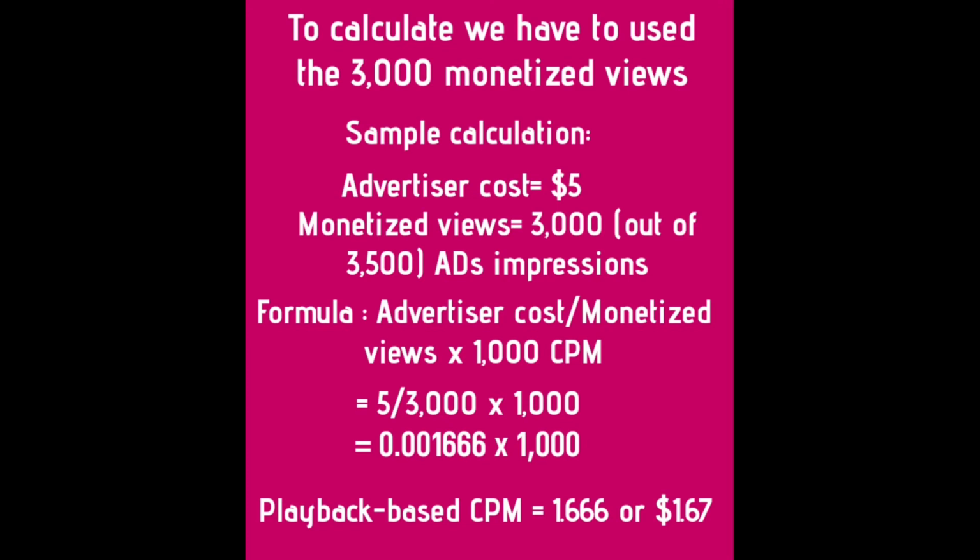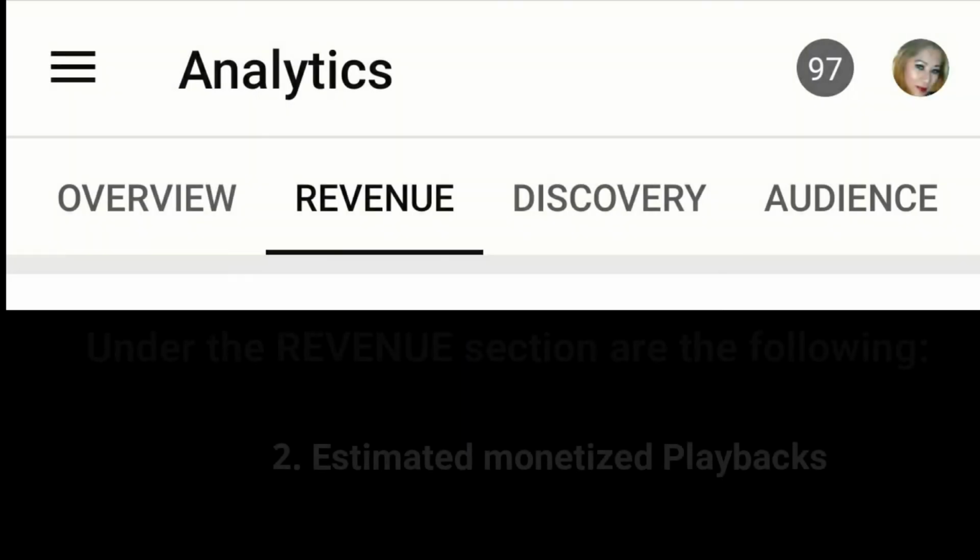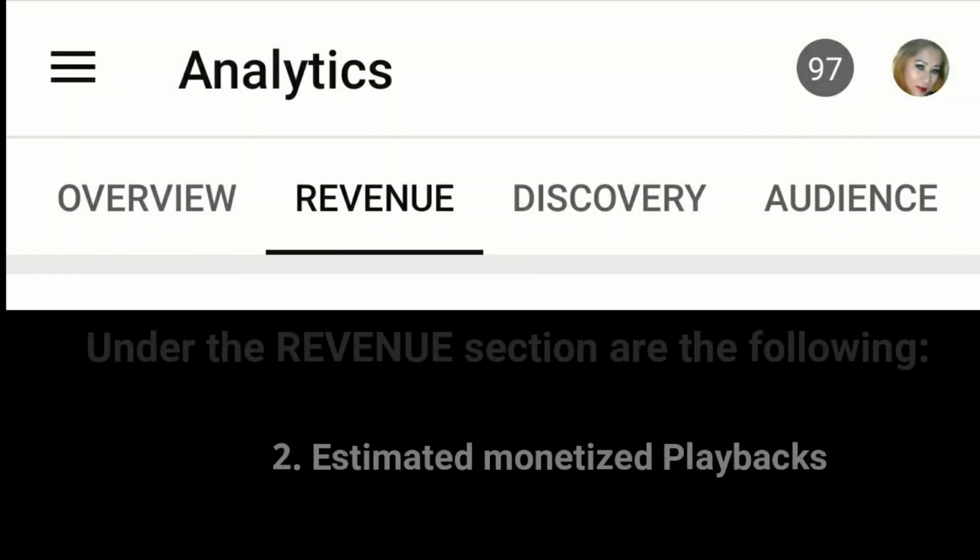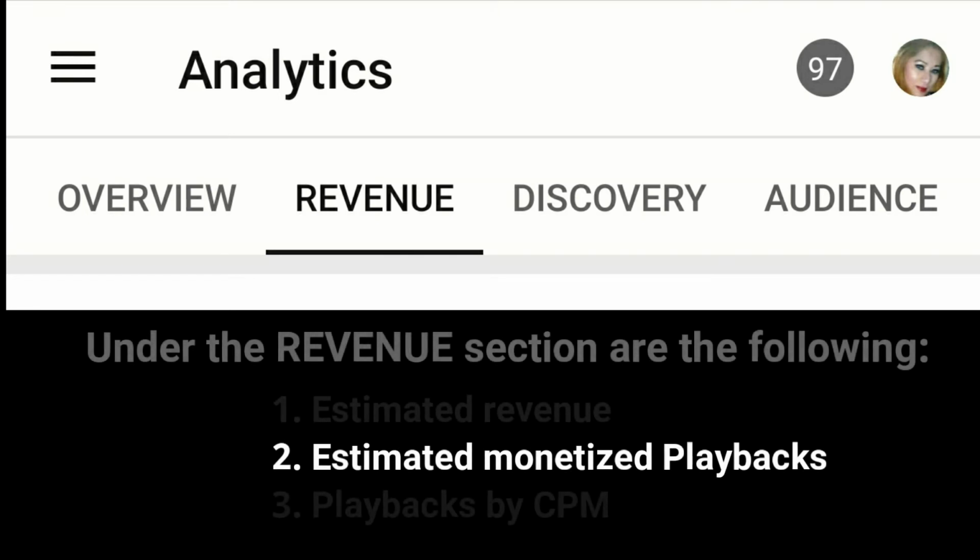So, playback-based CPM equals 1.666, or we can round off into 1.67, repeating decimals again. So, ang makukuha natin pag i-round off natin ay $1.67. Remember guys, hindi CPM makikita mo kung hindi playback CPM sa analytics mo.